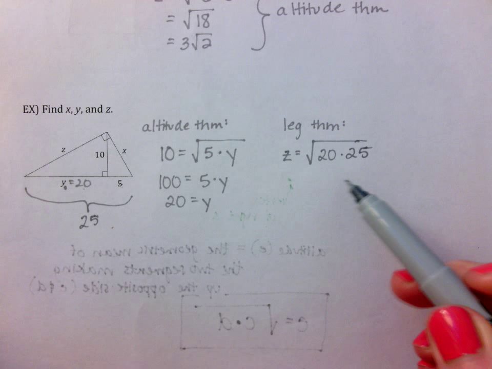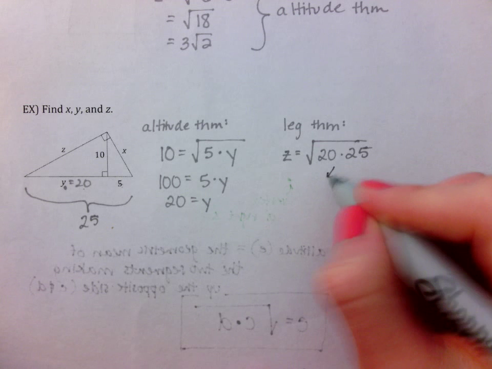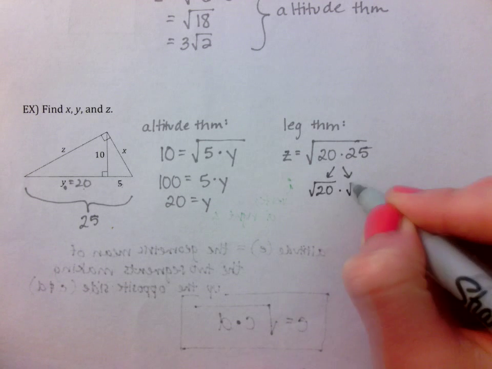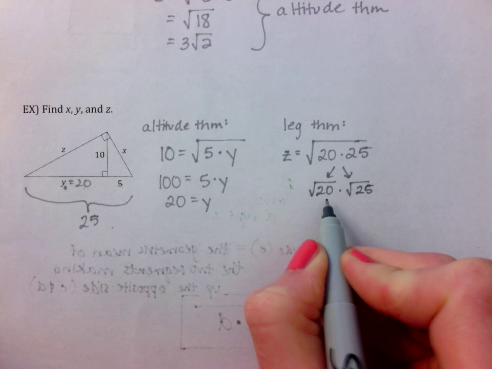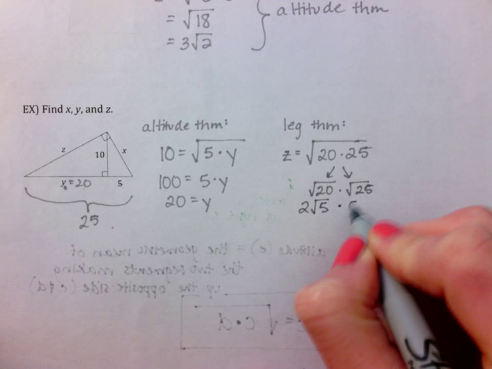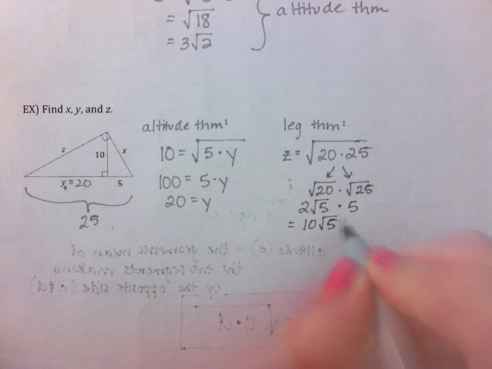Okay, so I don't have my calculator with me, so I'm going to do this in my head by splitting these into root 20 times root 25. That'll make my life a little easier. So this one, 4 goes into it, it becomes 2 root 5 times 5, which is 10 root 5 for z.